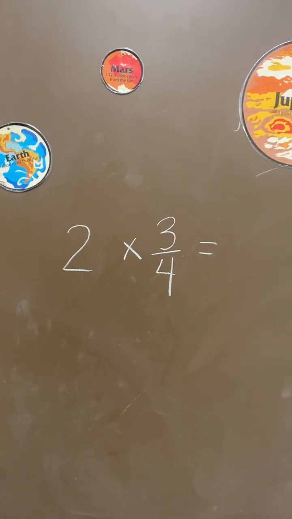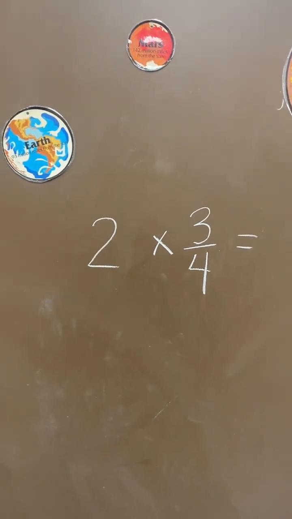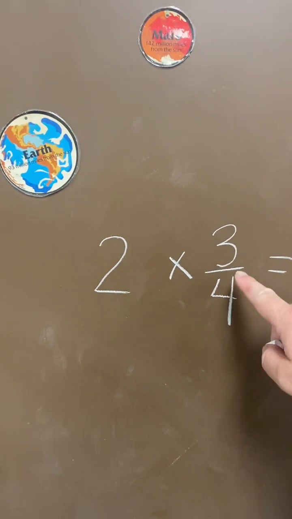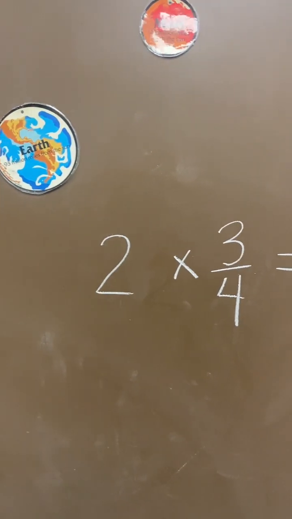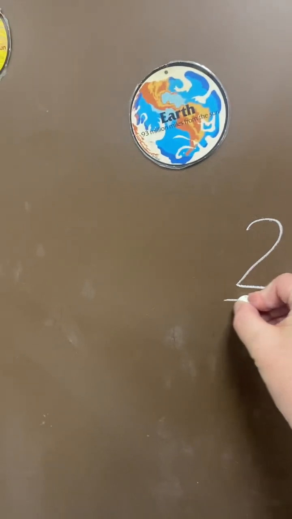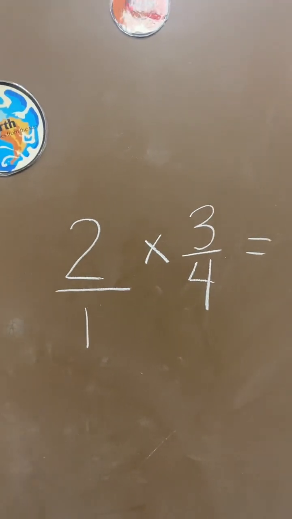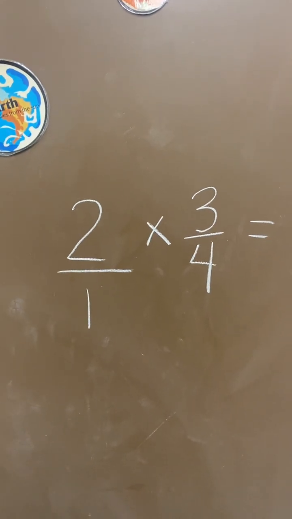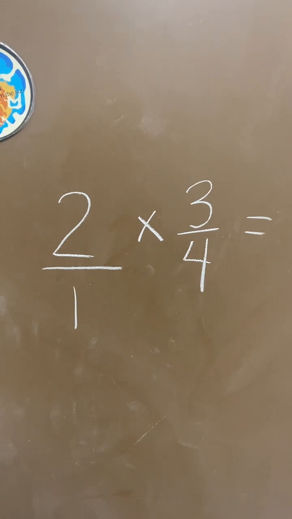As we zoom in here, we see 2 times 3/4. Now the first thing you do when you're multiplying times a whole number, see the 3/4 is a fraction, but the 2 is a whole number. We simply draw a fraction bar under the whole number and then write a 1 under it. So now it looks like 2 over 1 times 3/4.